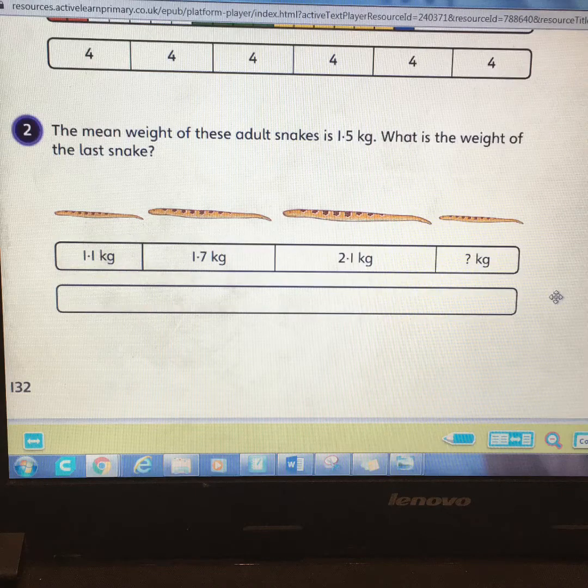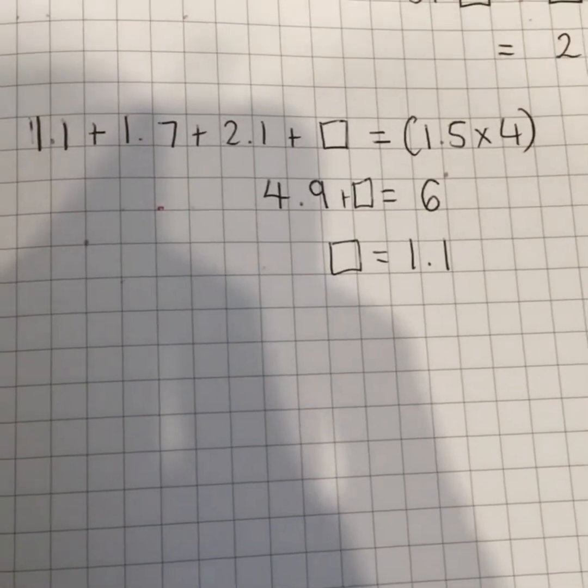Right, let's have a look at number 2. So this time we're back to the snakes. The mean weight of these adult snakes is 1.5 kilograms. What is the weight of the last snake? So we've got 4 snakes, and if we're saying that the average of those snakes is 1.5 kilograms, how many lots of 1.5 have we got? What is our total? So then what must the missing snake weight be? Have a go.